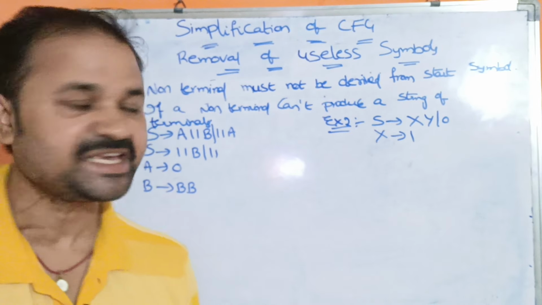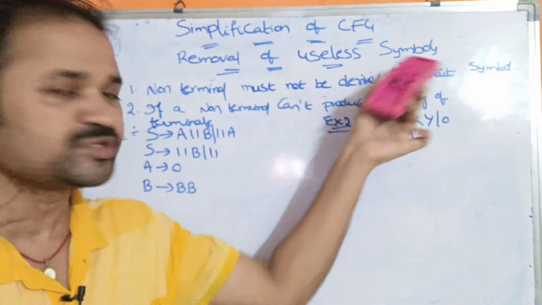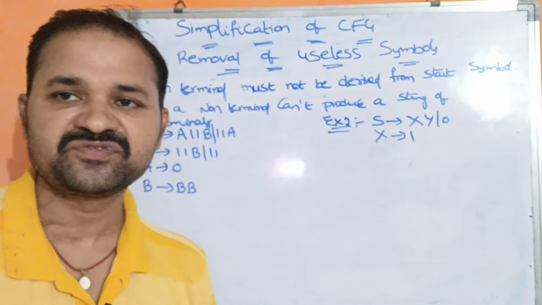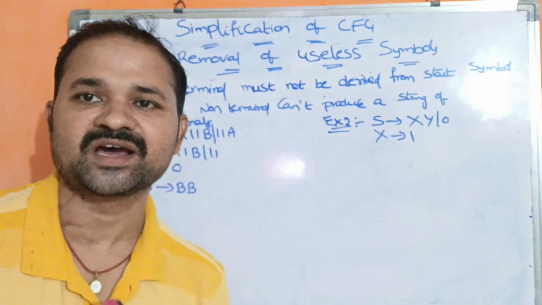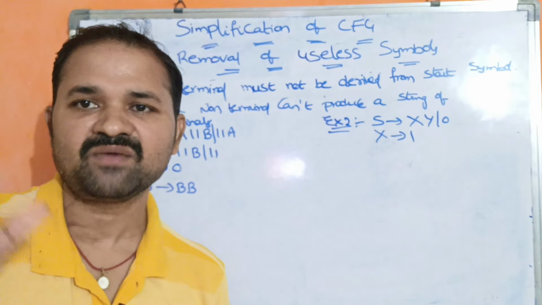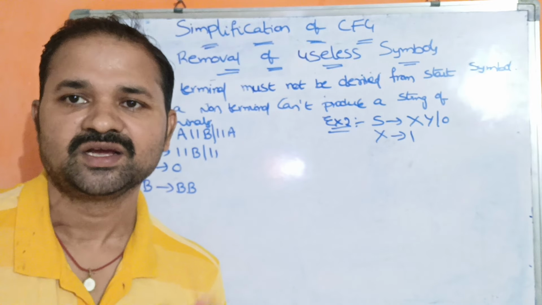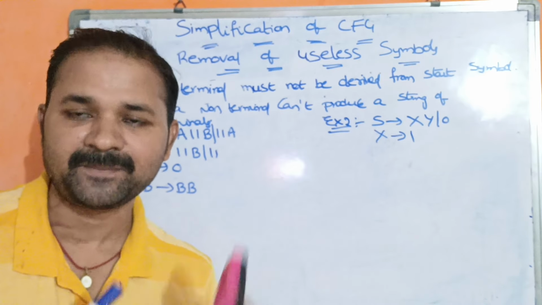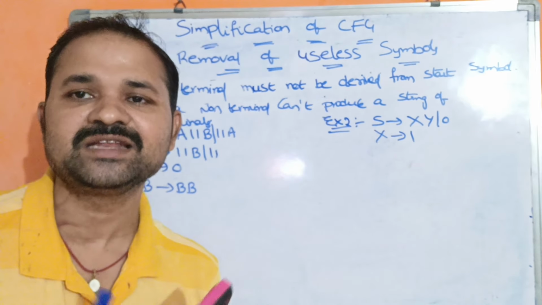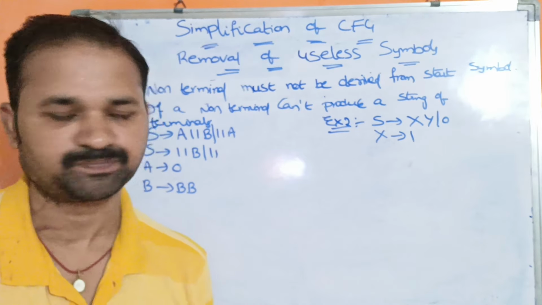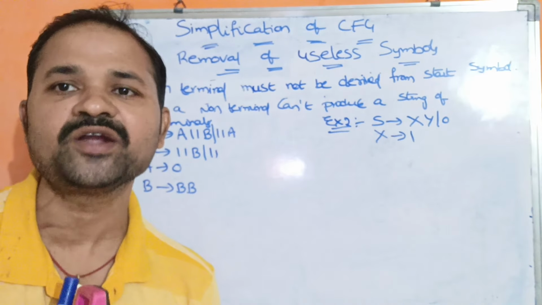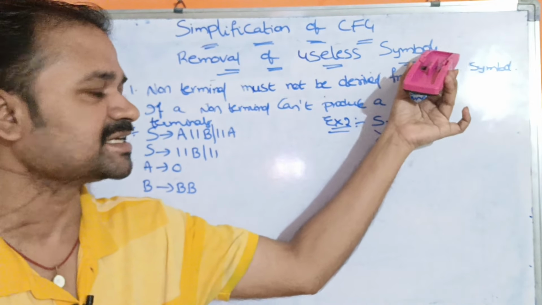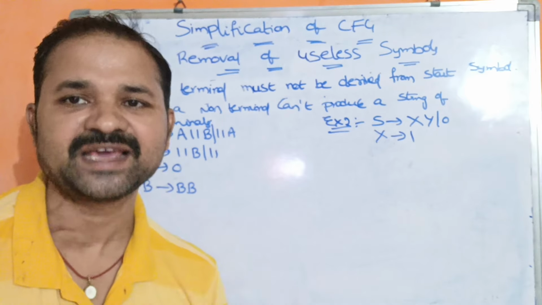Now let us discuss the removal of useless symbols in the simplification of context-free grammar (CFG). Here the symbol means non-terminal. We know that we have two types of symbols, non-terminal and terminal. Non-terminals are represented by uppercase letters, whereas terminals are nothing but lowercase letters. So here symbol means non-terminal. Our target is to remove useless non-terminals, useless uppercase letters.